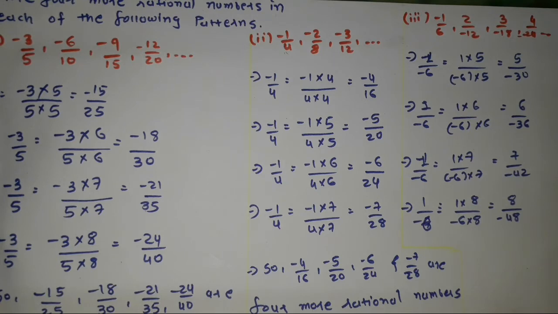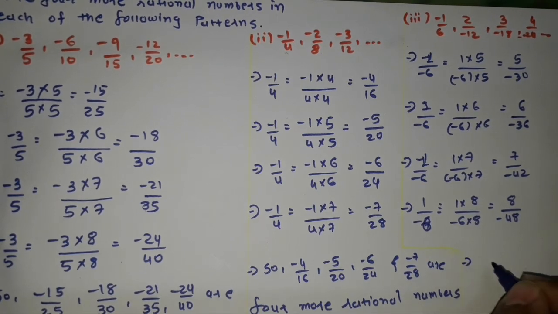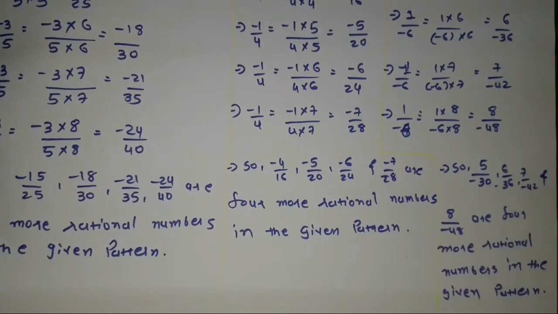So the next four rational numbers will be, here we can write down that minus 5 upon minus 30, 6 upon minus 36, 7 upon minus 42 and 8 upon minus 48 are four more rational numbers in the given pattern. Now moving to the last one.